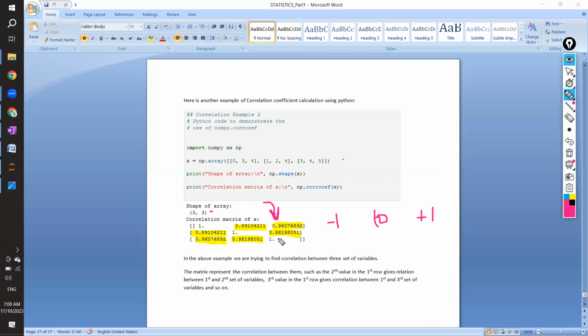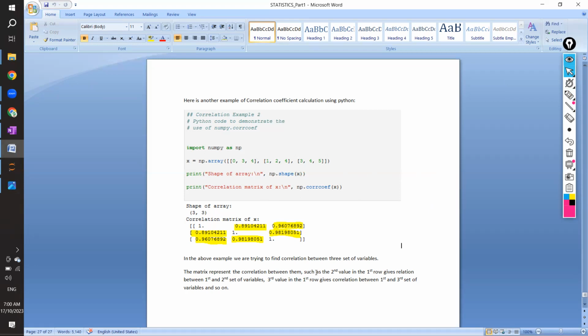So whatever be the values, the range of this will always be -1 to +1. As you can see, it will not be greater than +1. It will be maximum 0.98, 0.99, or it will be 1, but not greater than 1. Similarly, if it is negatively correlated, it will be -1, maximum. Okay, fine. So now in the above example, we are trying to find the correlation between 3 values.